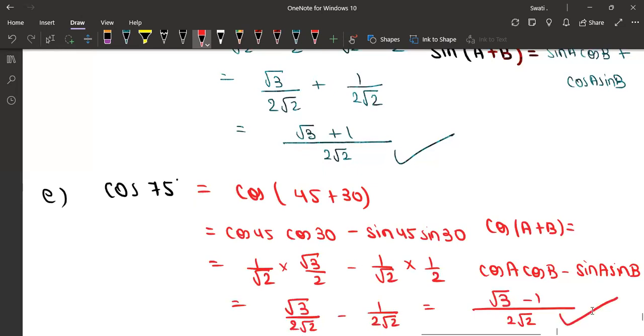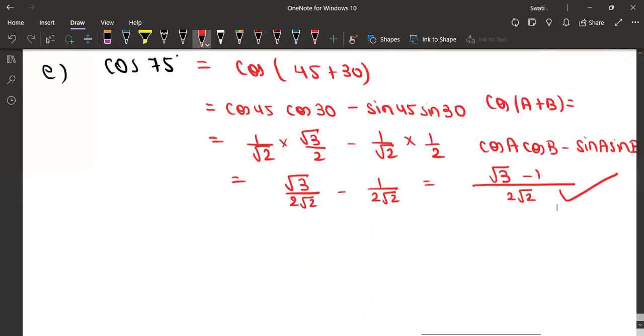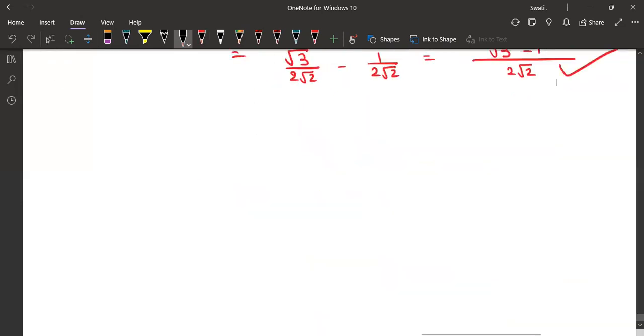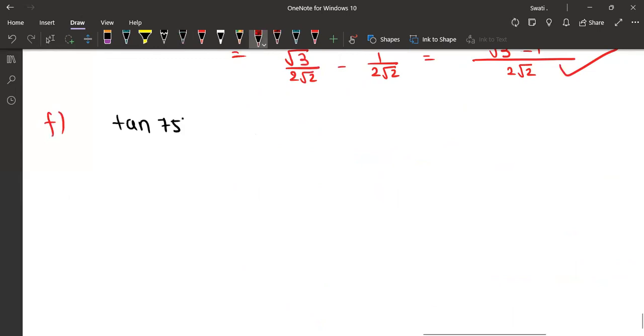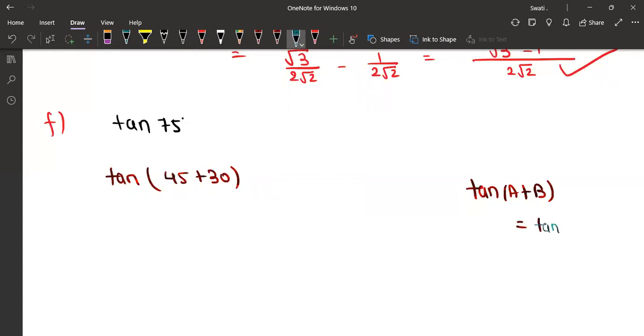Now let's do our last question of this, find the value of tan 75 degree. After that also we have a few more questions. So how can we find out the value of tan 75 degree? Very simple. We can write down 75 again as 45 plus 30. And now here we have the formula of tan A plus B. So the formula of tan A plus B is tan A plus tan B upon 1 minus tan A tan B.